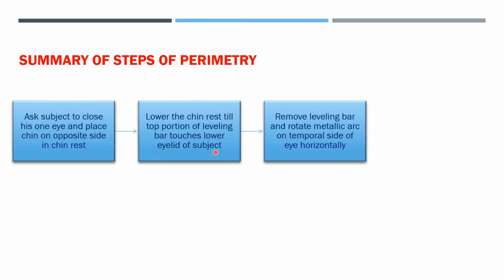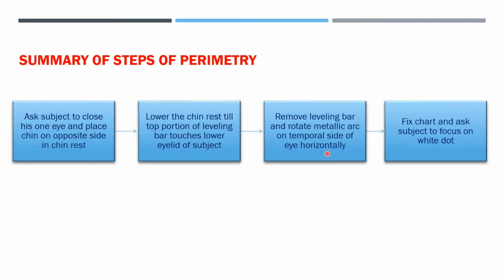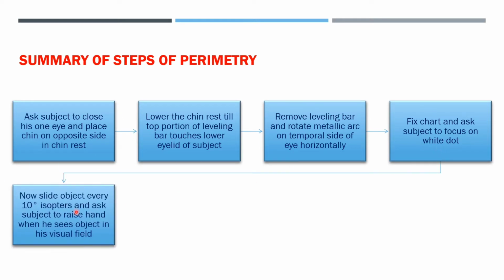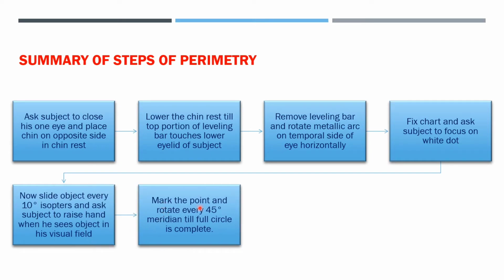Then remove the leveling bar and rotate the metallic arc on the temporal side of the eye horizontally parallel to the ground. Then fix the chart and ask the subject to focus on the white dot only. Then slide the object every 10 isopters and ask the subject to raise the hand when he sees the object in his visual field. Mark the point and rotate every 45-degree meridian till the full circle is complete.